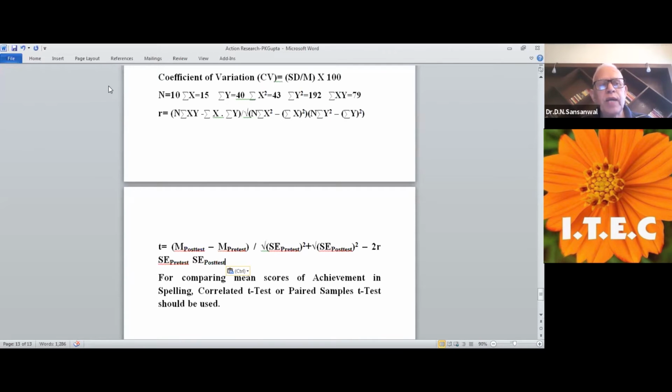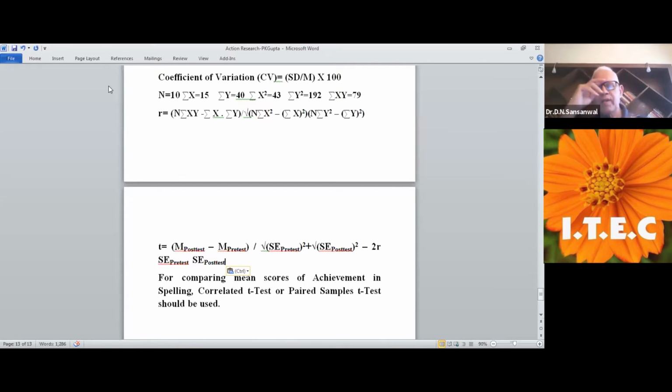And once you calculate the value of t, then of course the B.Ed students, I do not know whether you will understand or not. Then we have to find out whether my value is significant or not. But if you want to use SPSS, I have demonstrated to you. So this is how you can analyze your data with the help of t-test. So this is how you should do the analysis.